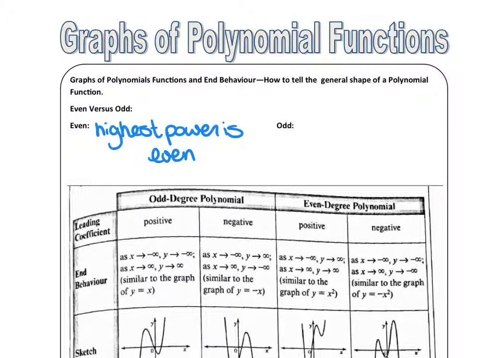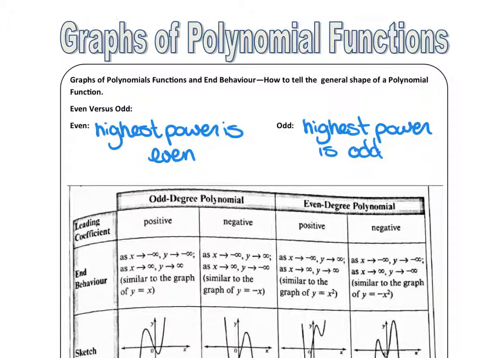So in this case, it would be like a second degree polynomial or fourth degree polynomial or sixth degree polynomial. And the odd, where the highest power is the odd number. So the highest power is odd.